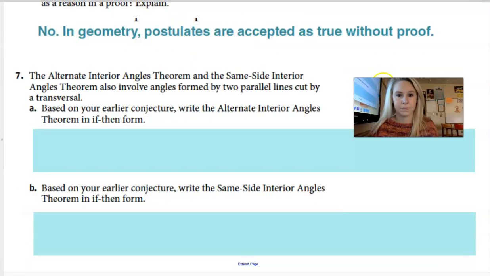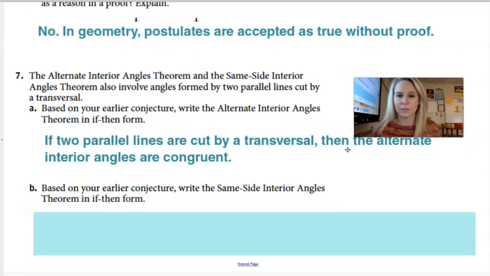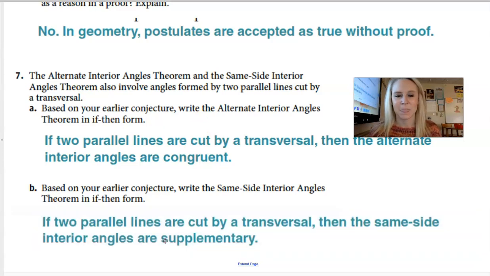Answers! If you have 2 parallel lines cut by a transversal, then alternate interior angles are congruent. That is the alternate interior angles theorem. Do not ask me why it switched to theorem and not postulate. I do not know. All right, last one. If two parallel lines are cut by a transversal, then same side interior angles are supplementary. Things are either congruent or supplementary. Same side interior angles is the only one that's supplementary.